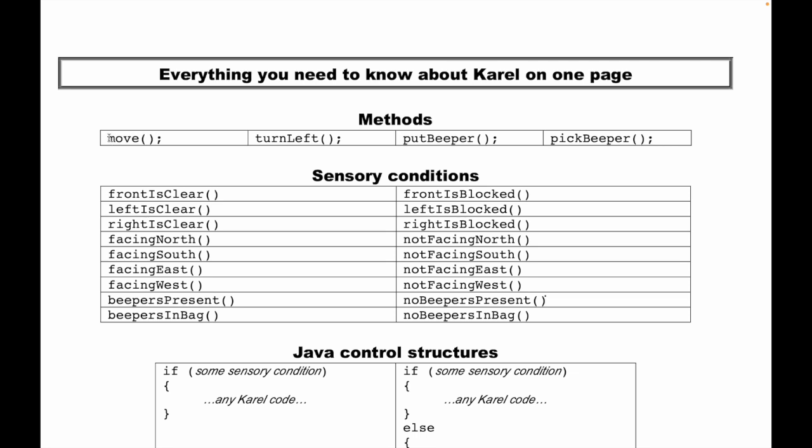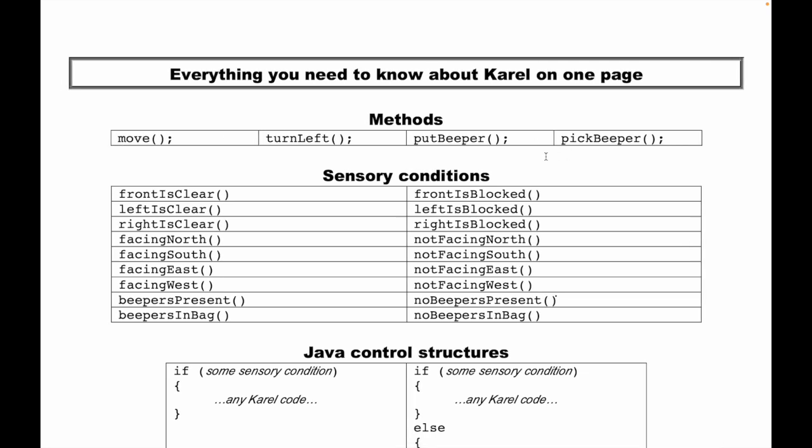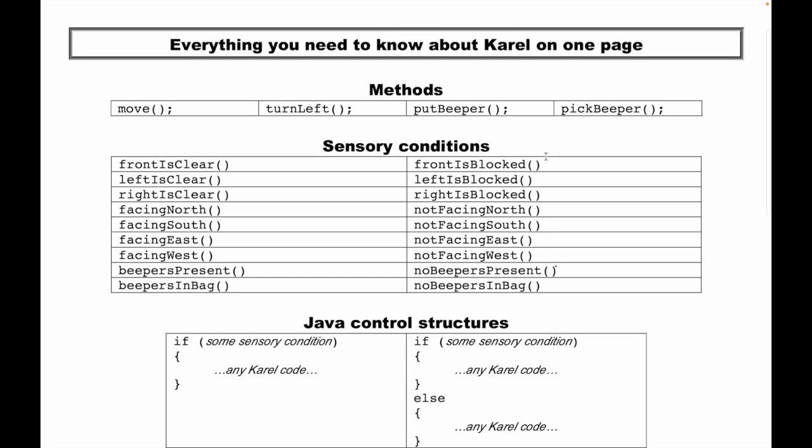Up here, we have our standard Karel methods, right? These are the 4 we know and love. Karel can move, turn left, put down a beeper, and pick up a beeper. But now what we found out is that Karel, like I said, can actually sense information about the world around them. So what kind of things can Karel tell?